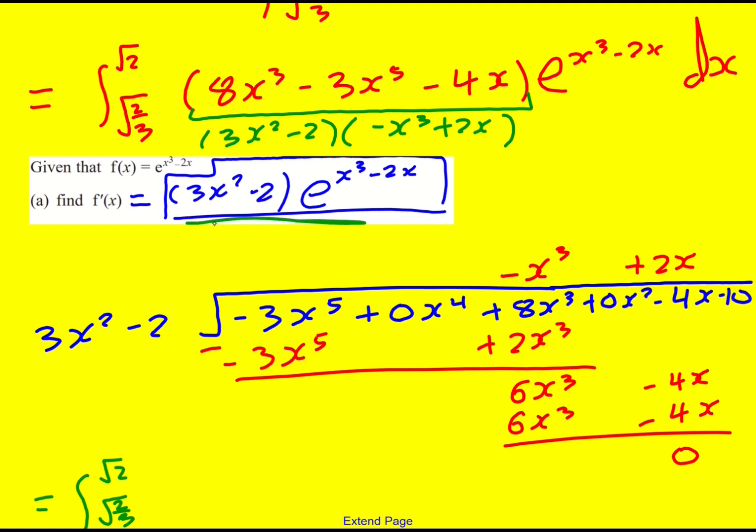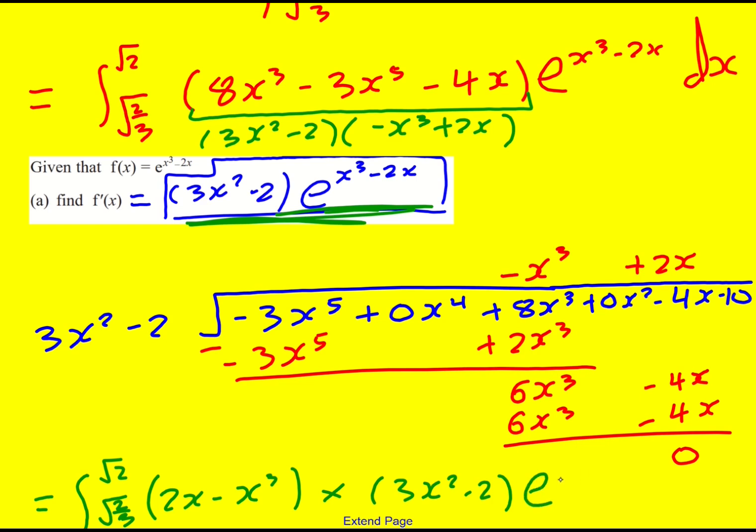but I want to put this bit together. So you know what? I'm going to write the remaining bit first. So I've got 2x minus x cubed multiplied by 3x squared minus 2 times e to the x cubed minus 2x.